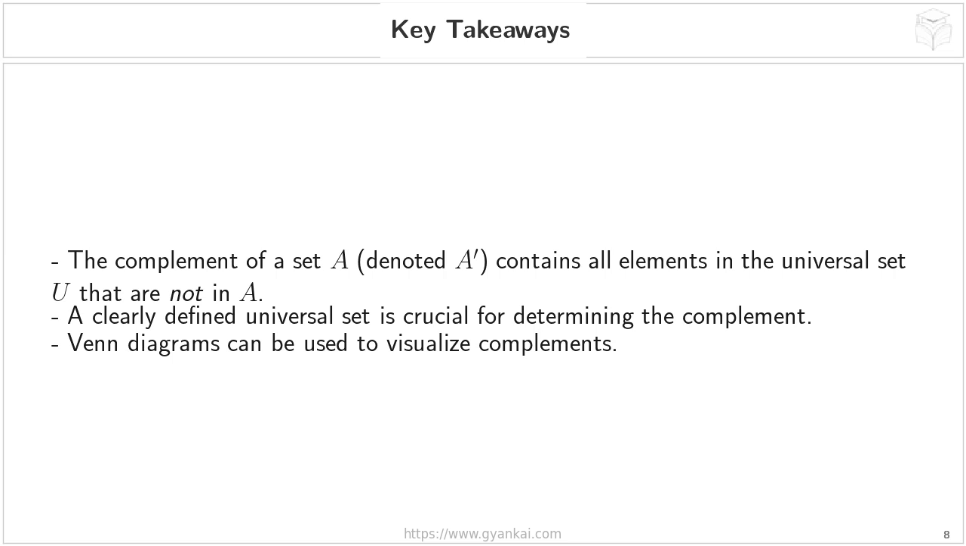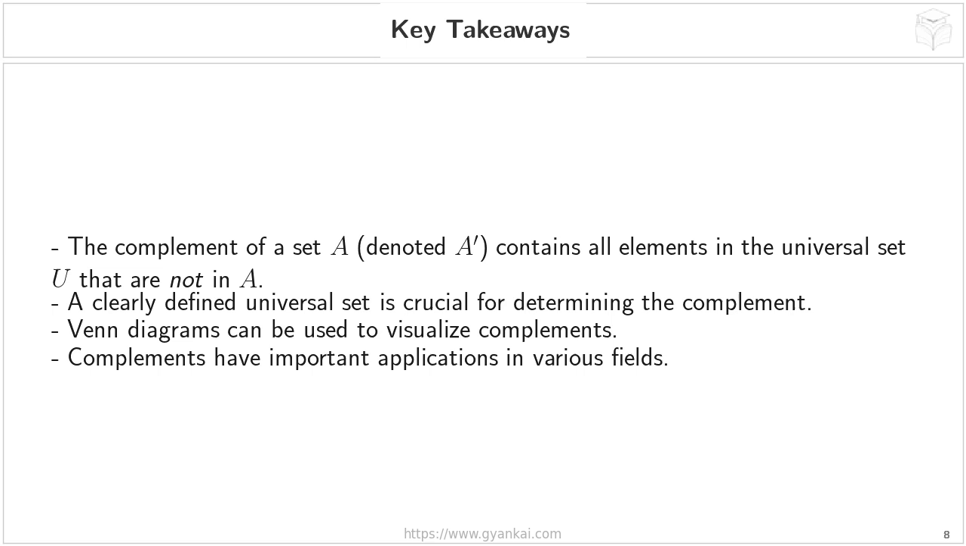Now, remember those diagrams we used? Venn diagrams can be used to visualize complements. The universal set is the whole rectangle, and the complement of A is simply the part of the rectangle that doesn't overlap with the circle representing A. It gives you a really clear picture of what we're talking about.